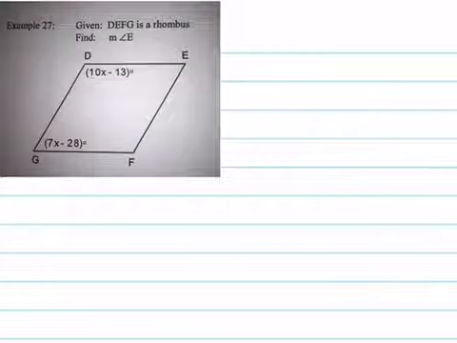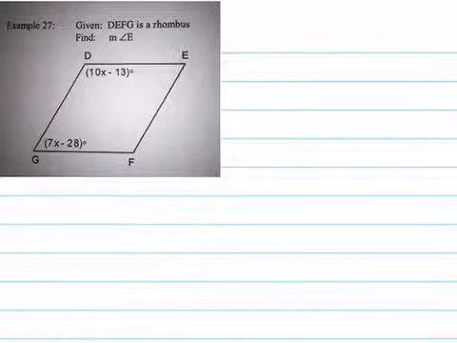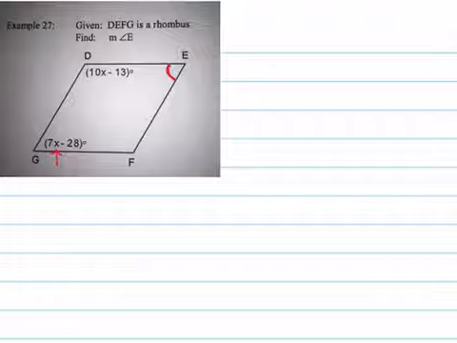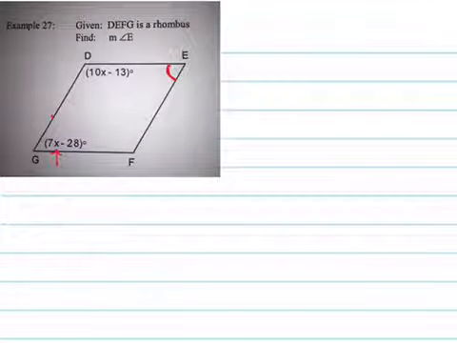So this problem is asking us, it says given this rhombus, find the measure of angle E. So in order to find the measure of angle E, which is right here, I first have to find the measure of x. Because if I find what x is, then I can plug that in there and I'll know E, which is the same as G, right?